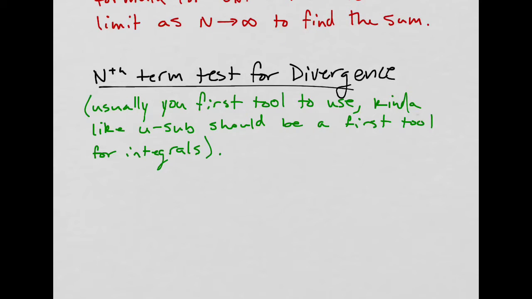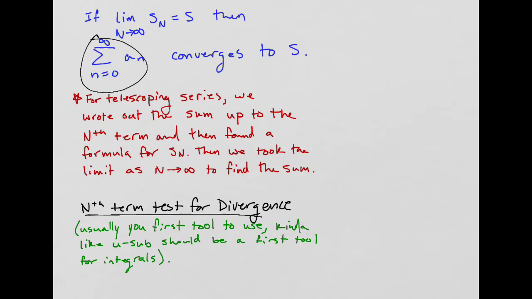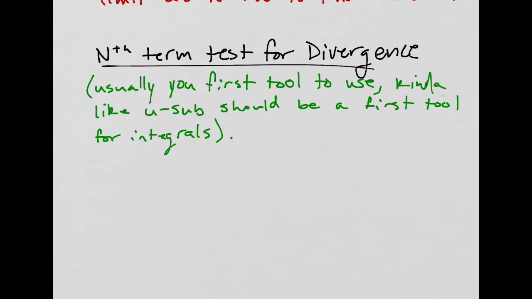So the nth term test for divergence is a test to tell whether a series diverges. It doesn't tell you whether it converges or not. It tells you either, oh yes, this series diverges, or it tells you, I don't know, it could still diverge, or it could converge. So either it tells you one thing, or it's inconclusive. It's not one or the other. And this is an easy test to perform. It's the first tool that you should use when trying to figure out whether a series converges or diverges.